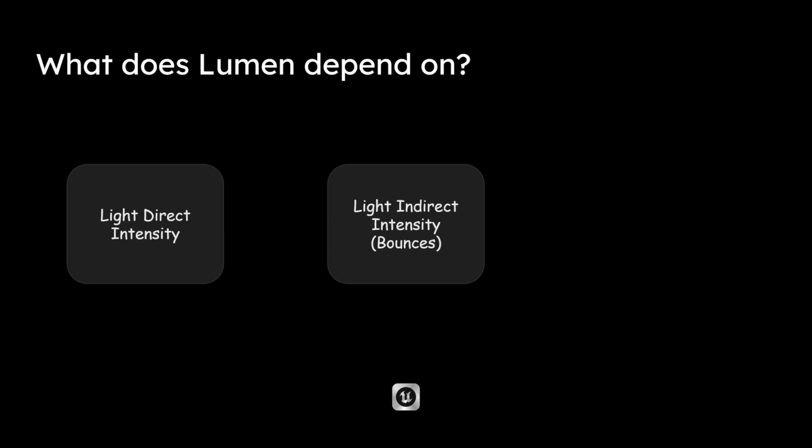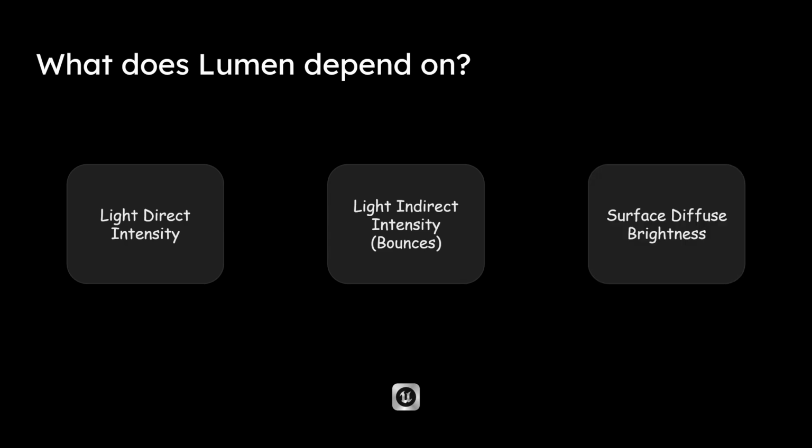There's also a third factor, which is the surface diffuse brightness. That means that the brighter the object, the more indirect lighting it will bounce, and the darker the object, the less indirect lighting it will bounce. The surface diffuse in Unreal refers to the base color value or the albedo. So these three factors you have to keep in mind when you are working with Lumen, because when you have a very bright object, the calculations will be wrong, and the same goes if you have very dark objects.